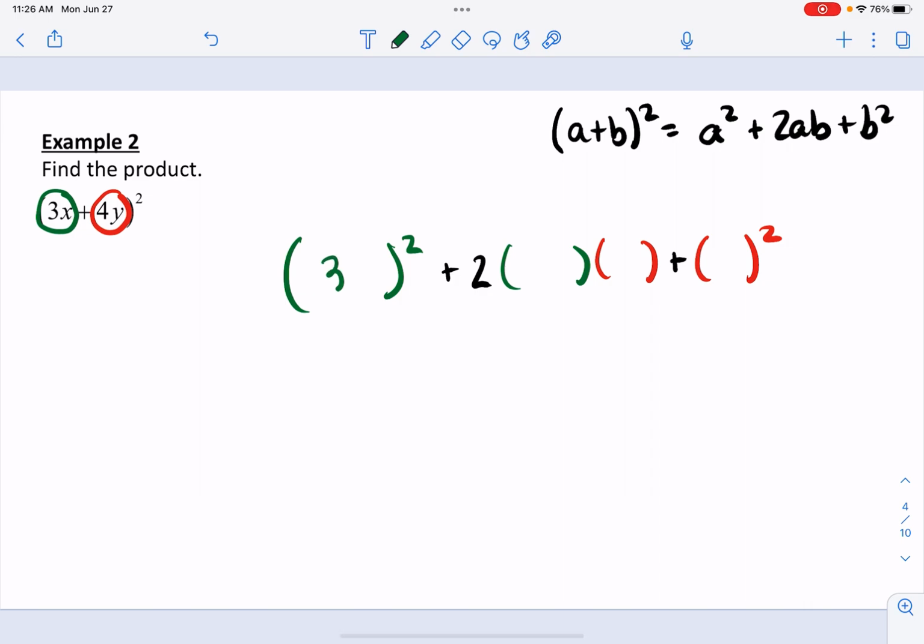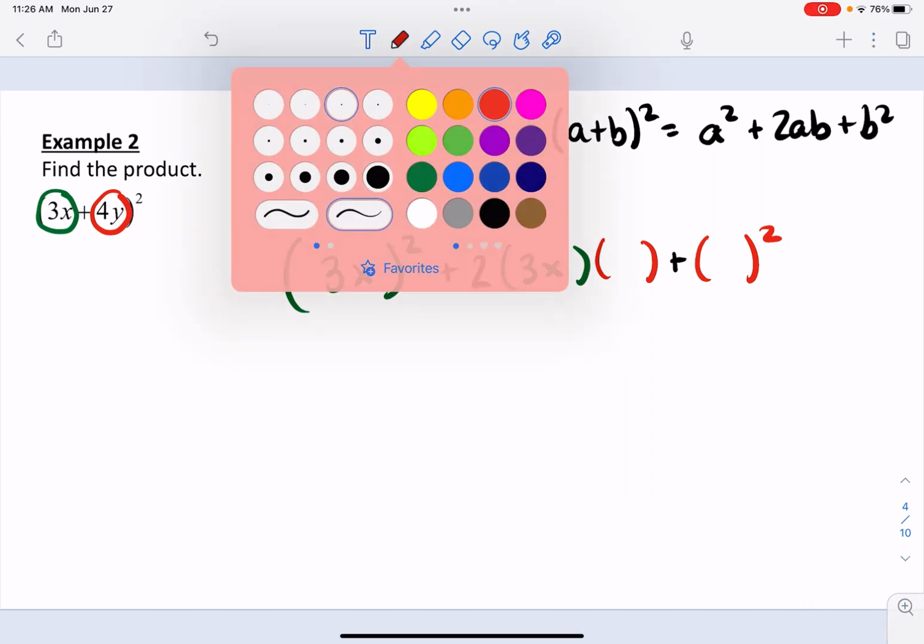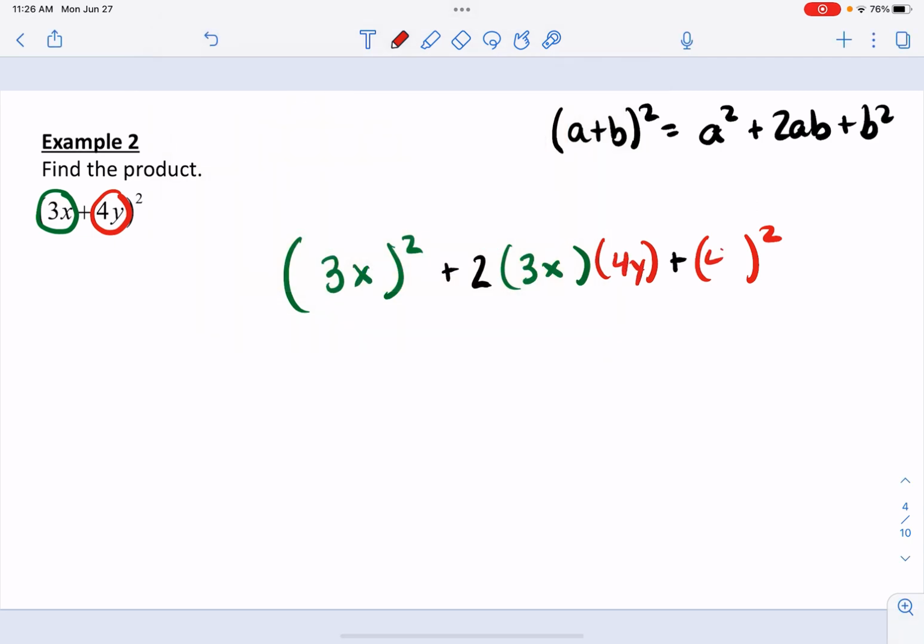What was my a? My a was 3x. My b was 4y. So now I just have to simplify. 3x squared, so I have to square the 3. That becomes a 9x squared. I have to multiply the 2 times the 3, which is 6, times 4 is 24xy. And then 4 squared is 16, y squared.